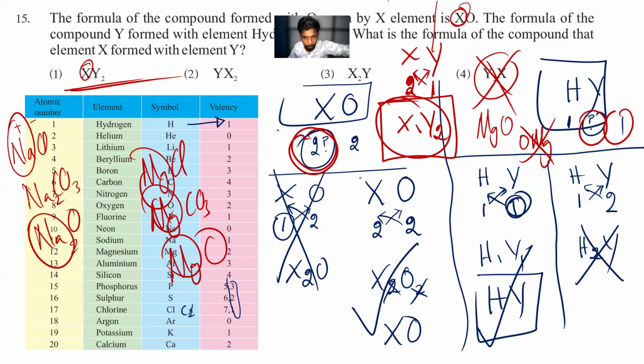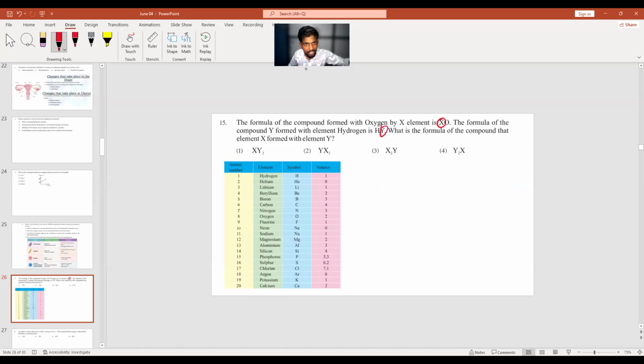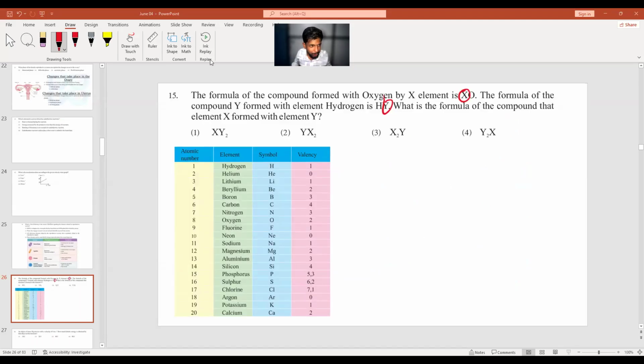Okay, is it clear? Why did I put the X first? You can see in the question, the X is at first and Y is in the second place. So we want to write the X in first place and Y in second place. Okay, I know. This question was a little bit complicated. It's okay.